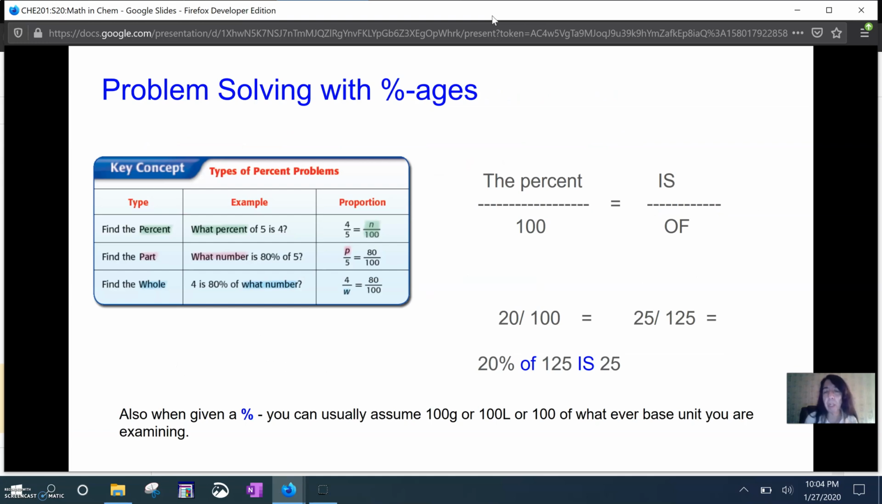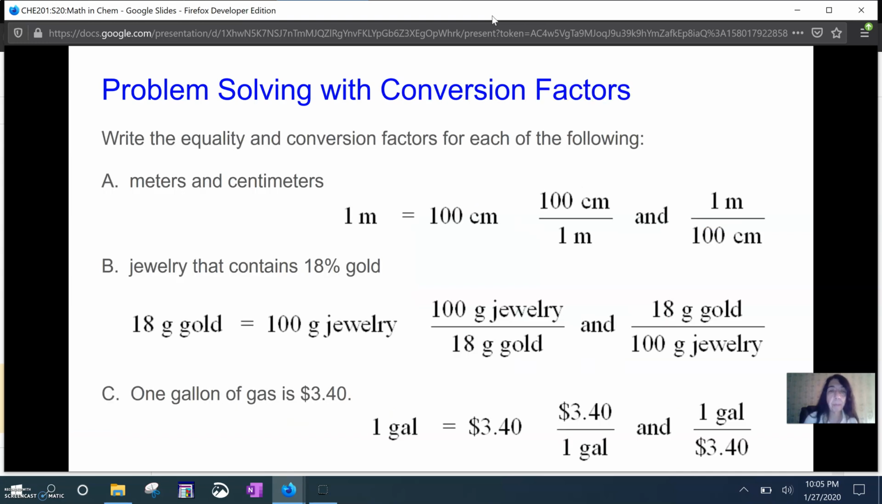The other thing about percentages, and I kind of stress this, kids are resistant to this as well, but this works. If somebody gives you a percent of something, it's the percent over 100 is over of. And if you remember the is over of, so you can say 20% of 125 is 25. And you write it in this fashion here, you can always know which number to plug in and what goes where. So you get a percentage, you write it that way, and then you assume either 100 grams, 100 milligrams, or whatever base unit you're using.